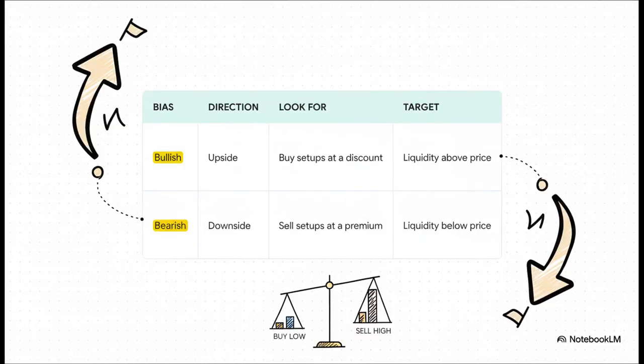So it all boils down to this, and this is so crucial. If your bias is bullish, you're not buying breakouts. You are patiently waiting for the price to dip down to a discount level, your point of interest, so you can buy low. And if your bias is bearish, you're waiting for a rally up to a premium price so you can sell high. It really is that simple. You're just applying that classic wisdom within the context of your daily bias.